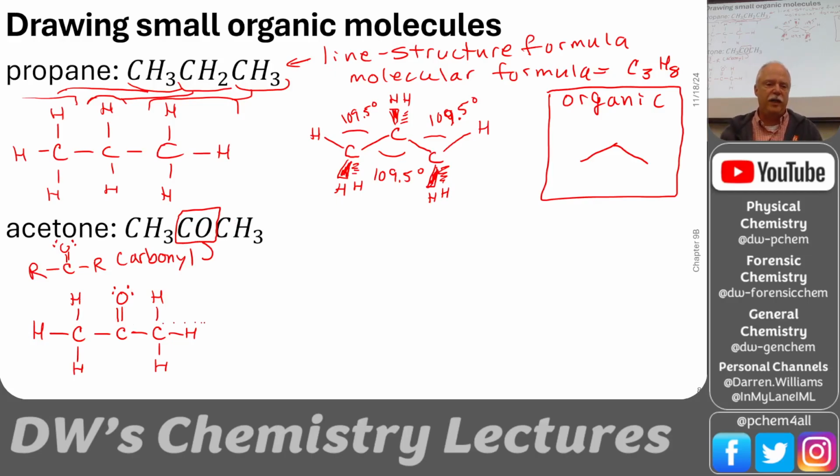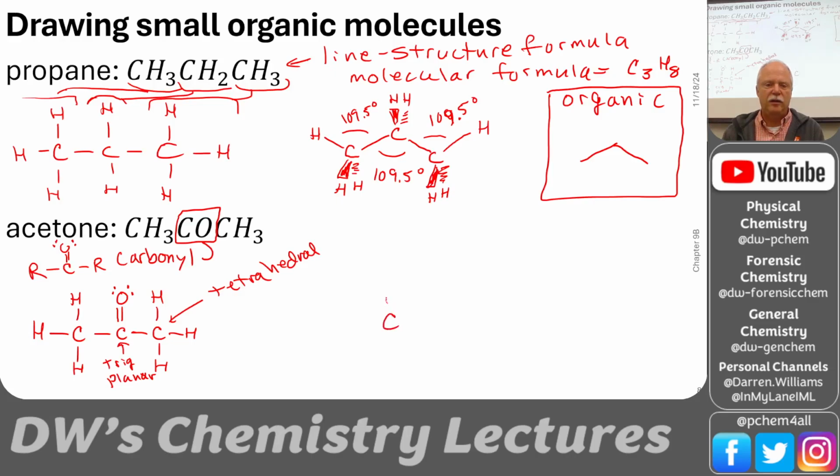Okay, so we're going to make the 3D shape out of this molecule. And we have now two different types of atoms. These carbons here have 4 domains. But this one right here is trigonal planar. It's got 3 domains. So let's draw that one in the middle.